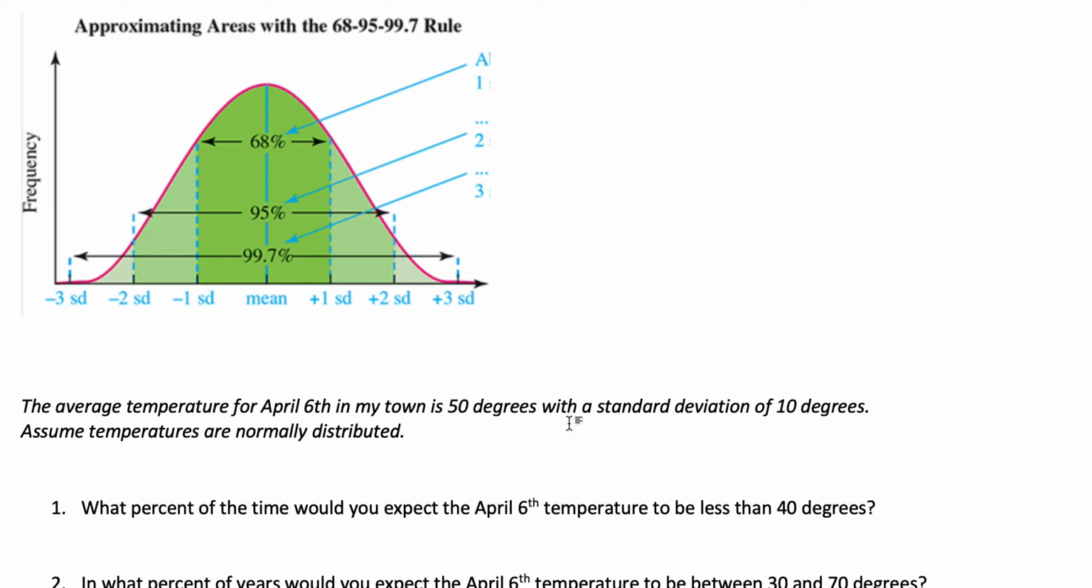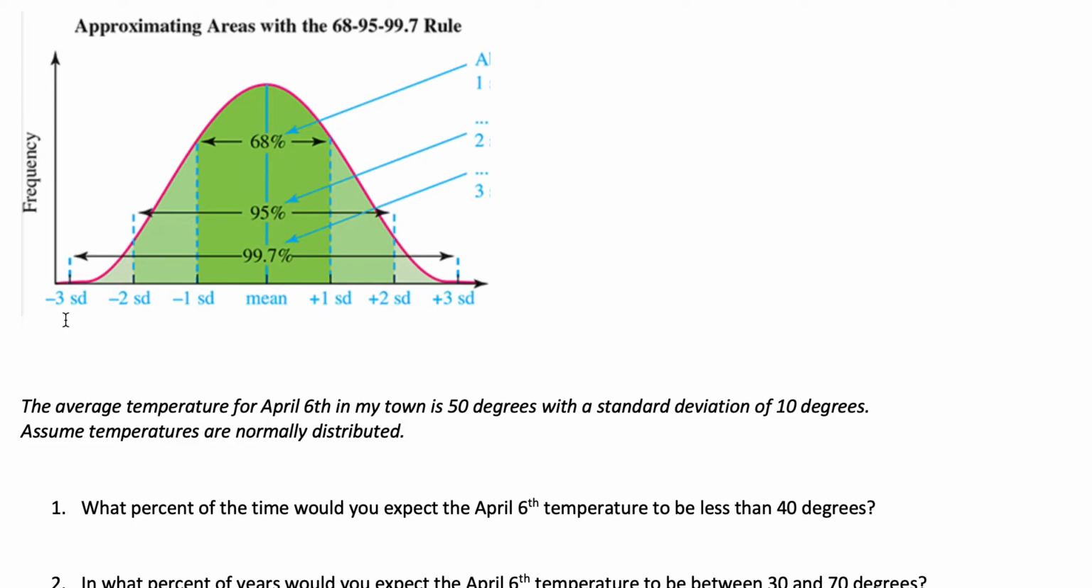So at the top of the page here, I have a normal distribution, and it's set up with the 68, 95, 99.7% rule. And what this means is that within one standard deviation of the mean, 68% of your data falls within that range. Within two standard deviations of the mean, 95% of the data falls in that range. So we're going to use that fact to answer the first question.